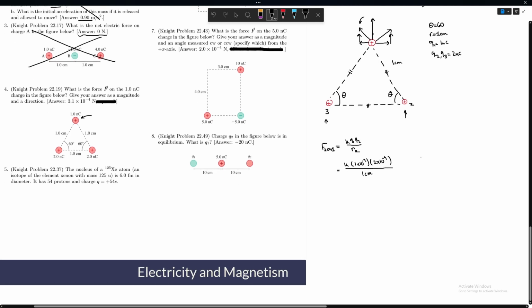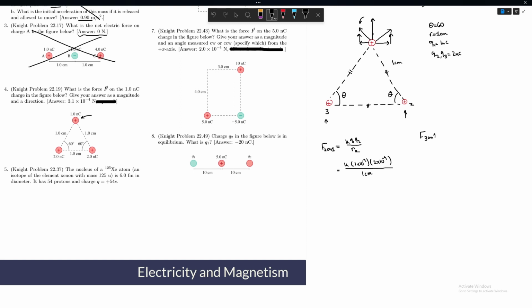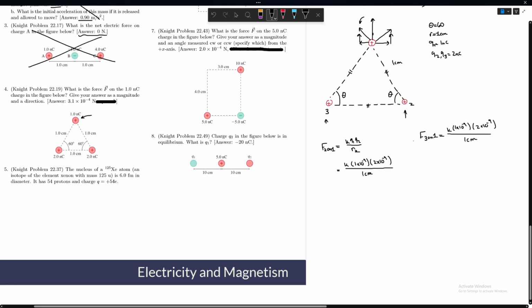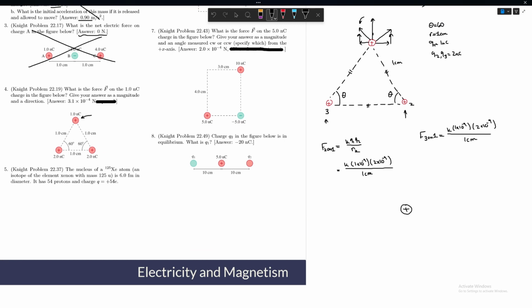All right, so whatever this gives you, and then here we have 3 on 1 equals k, 1 times 10 to the negative 9 times 2 times 10 to the negative 9, and if you pay attention, you actually will get the same answer. It's the same problem, same numbers, right? And so these will actually equal each other, and that's why the x's cancel out. So how do you calculate your actual force? These two forces that we just calculated will push our electron this way and that way.